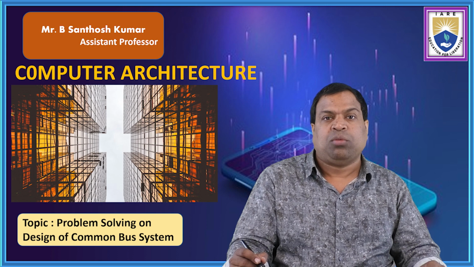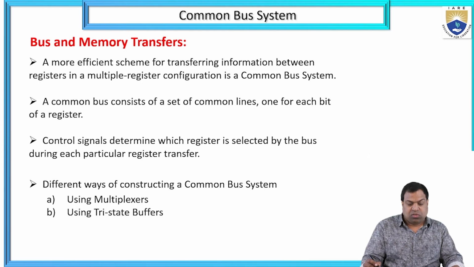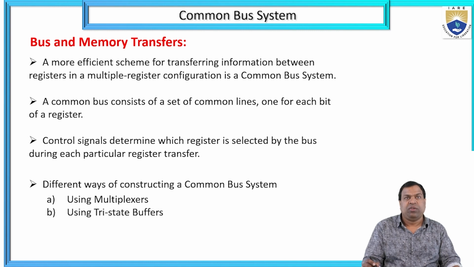Today I am discussing problem solving on the design of a common bus system. Before going to the common bus system, we are discussing bus and memory transfer. A more efficient scheme for transferring information between registers in a multiple register configuration is a common bus system. A common bus consists of a set of common lines, one for each bit of a register. Control signals determine which register is selected by the bus during each particular register transfer.